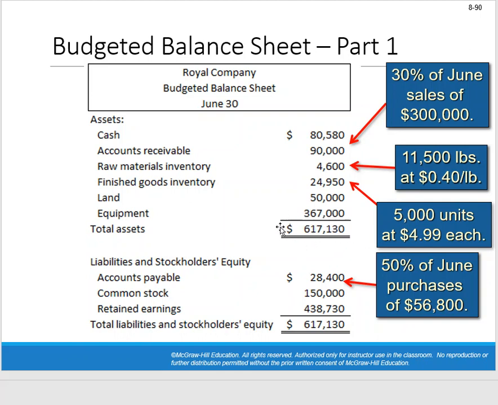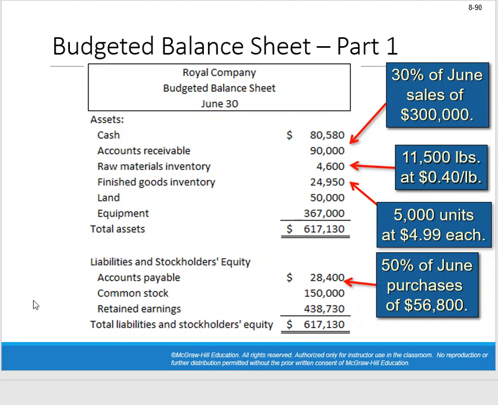So we should come up with total assets of $617,130, which is a clue that we should also know our total liabilities and stockholders' equity should be $617,130. Our accounts payable is half of our June purchases. So that came from our schedule of cash payments, so 28,400. They're telling us our common stock is 150,000. And then you're supposed to compute your retained earnings.